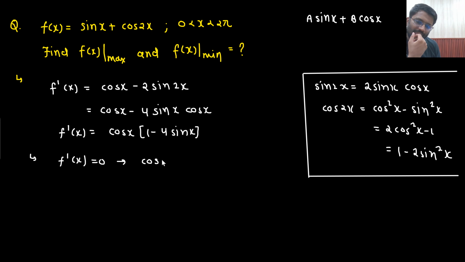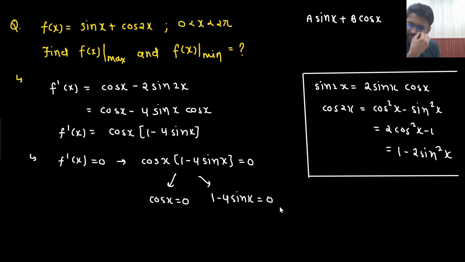So this is the scenario: cos x multiplied with 1 minus 4 sin x becomes 0. So here there are two things we will be getting: cos x equals 0 and 1 minus 4 sin x equals 0. From here we are getting cos x becoming 0, and from here we are getting sin x becoming 1 by 4.